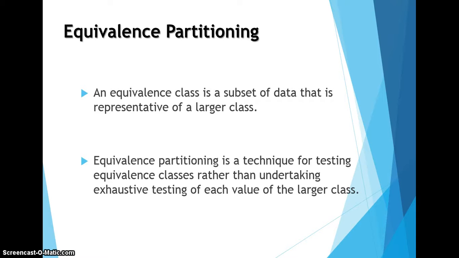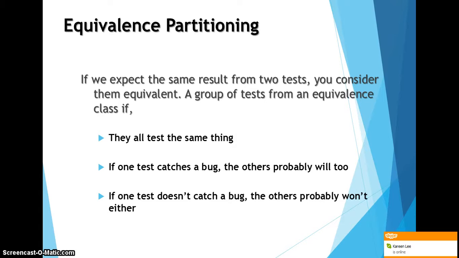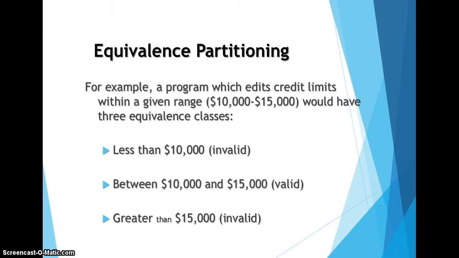Equivalence partitioning is a technique wherein you create equivalence classes rather than doing exhaustive testing of the entire data. You divide data into partitions or classes of data, and you test on a sample basis throughout the equivalence partitions that you make. If we expect the same result from two tests, then you consider those classes equivalent, and they will test the same thing. If there is a bug in one class, you will get the bug in the other class as well.